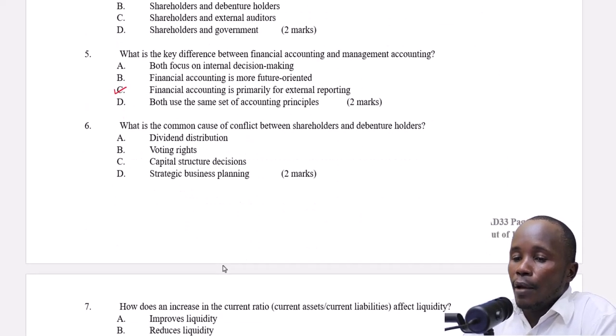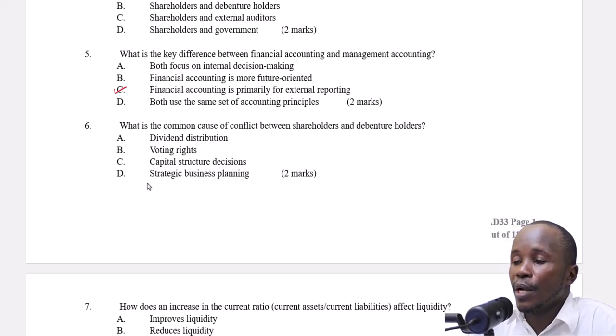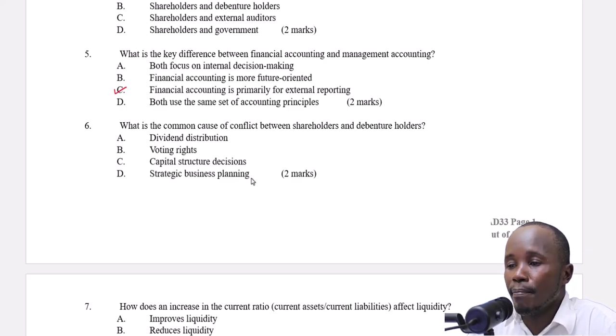Now, we go to question number 6. Here, you are asked, what is the common cause of conflict between shareholders and debenture holders? Let me start with the last one, strategic business planning. Not really, because strategic business planning is basically about the management. The management are the ones who focus on where the business wants to be, not the shareholders.